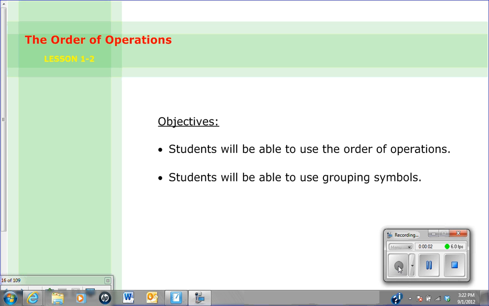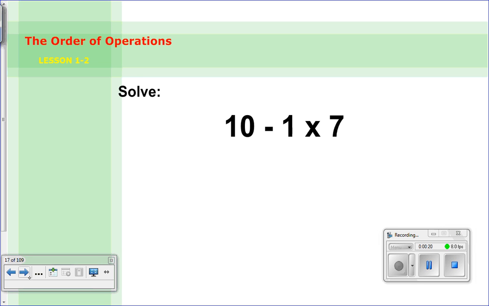All right, this flipped math lesson is on 1-2, which is the order of operations. And we have two main objectives. First, you should be able to use the order of operations. And second, you should be able to use the grouping symbols that you're going to see. So those are what we're going to focus on today.